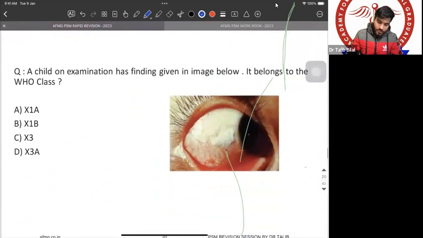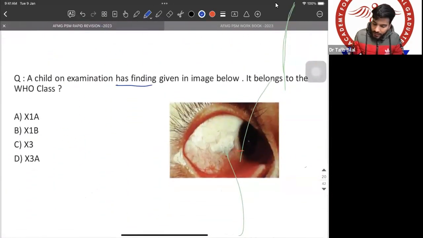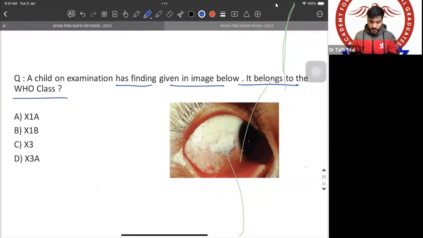Okay, let's move to the next question. A child on examination has a finding given in the image below. It belongs to a WHO class. What is the class it belongs to?